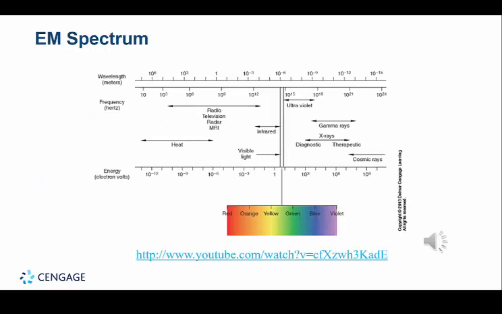Here's an example of the electromagnetic spectrum. As you can see, energies above 10 electron volts include high energy ultraviolet, gamma rays, X-rays, and cosmic rays. We will watch this video at the end of the presentation.